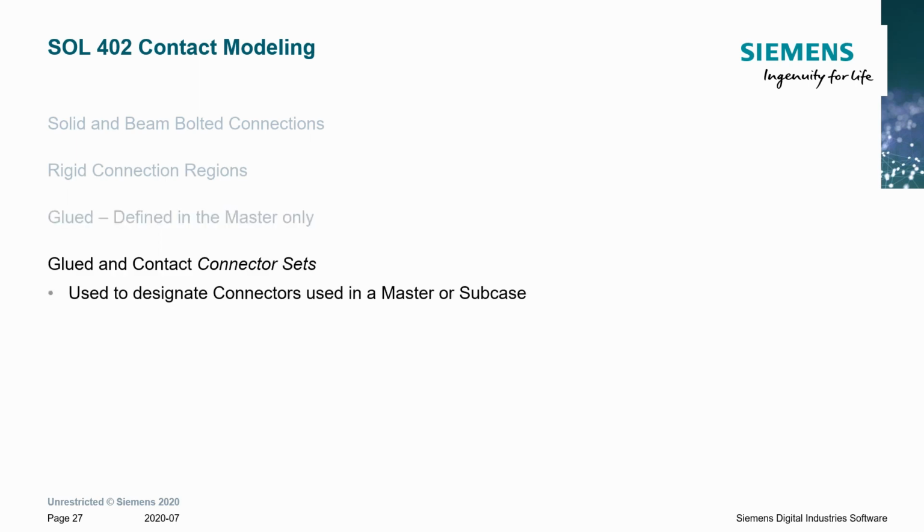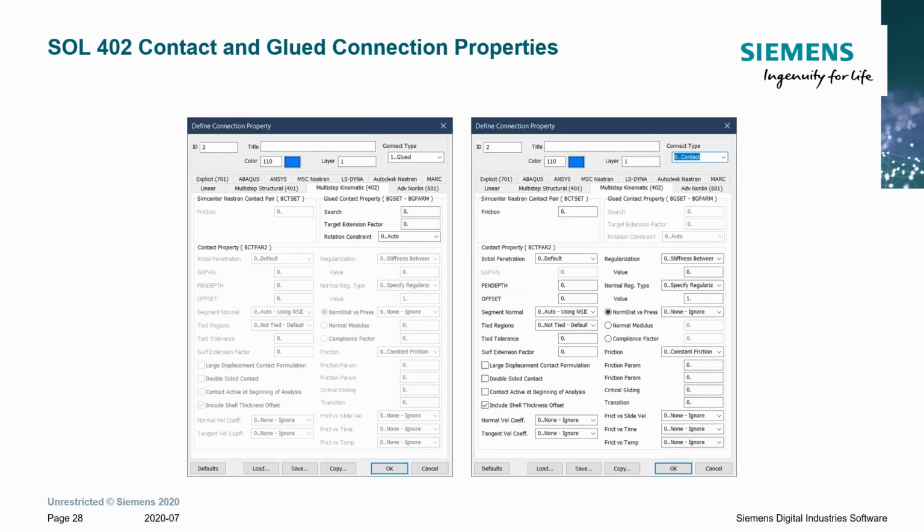The glued and contact connector sets, again, just like in 401, and you can use the designated connectors used in a master or subcase. And your connection properties are a bit different than 401. For example, the glue does not have that sliding option that 401 has. 402 has some additional options, including some things like shell element thickness offset. And it also has something called a large displacement contact formulation.